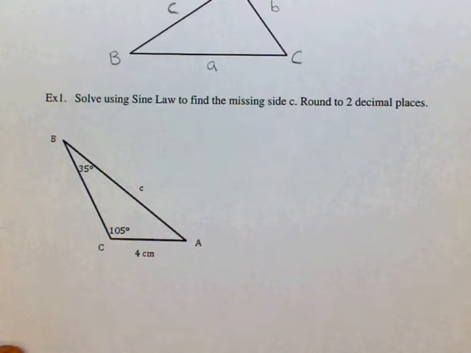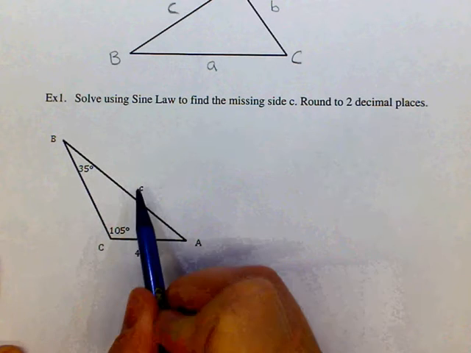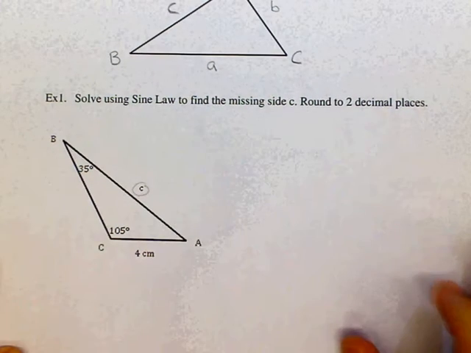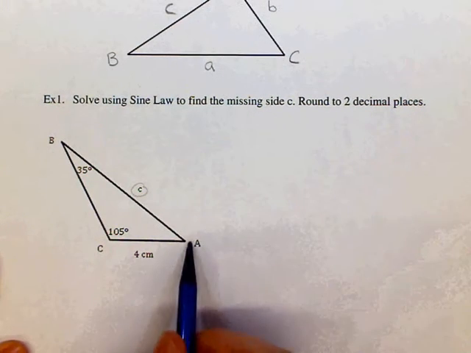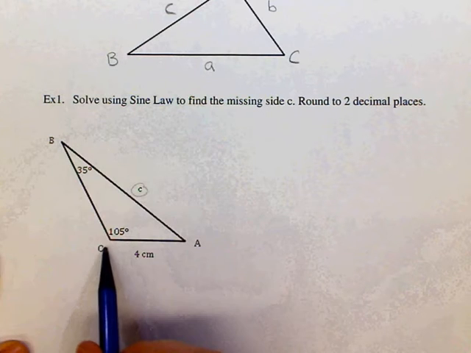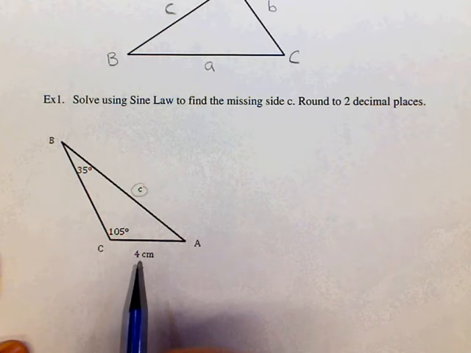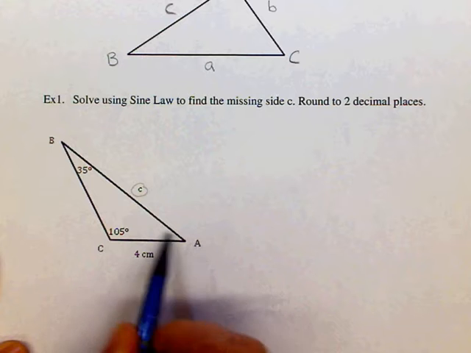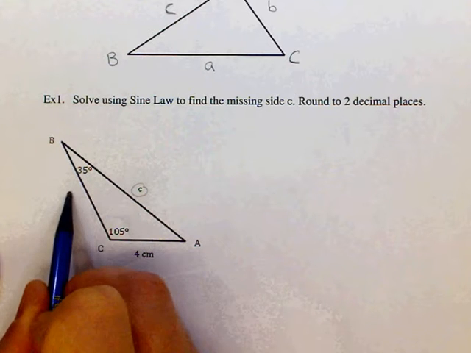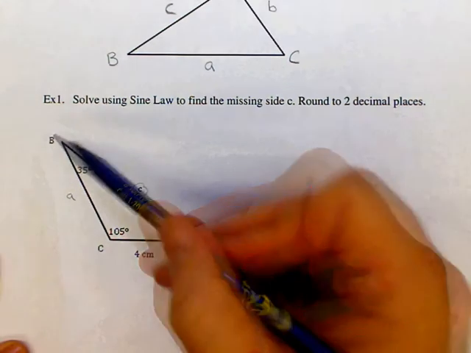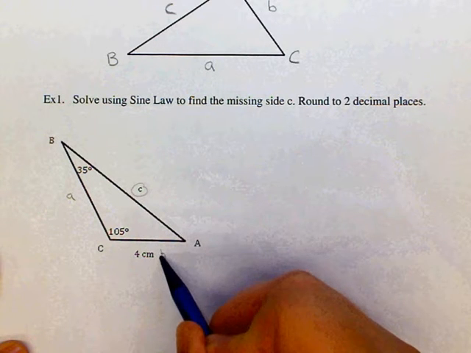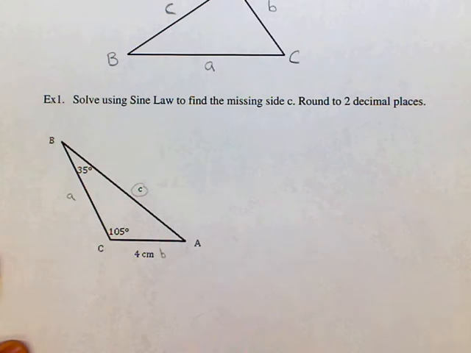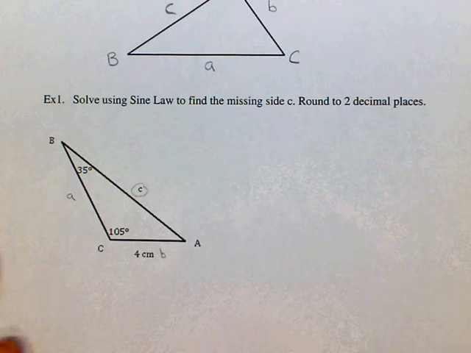Solve using the sine law to find the missing side c. So we're looking for c. Right away, let's start labeling. I've got angle A, angle B, angle C. Let's go look at my sides. Across from angle A is side a. Across from angle B is side b. And of course c is already labeled as what we're looking for.